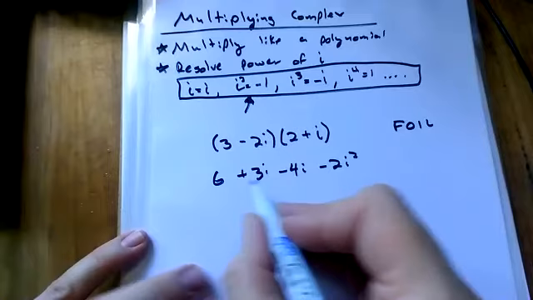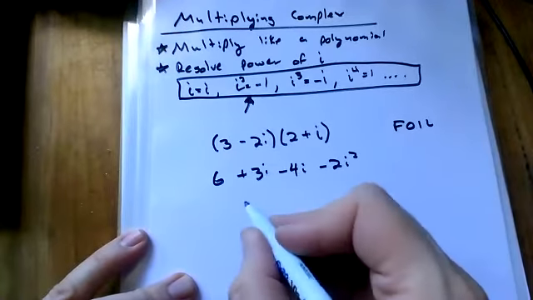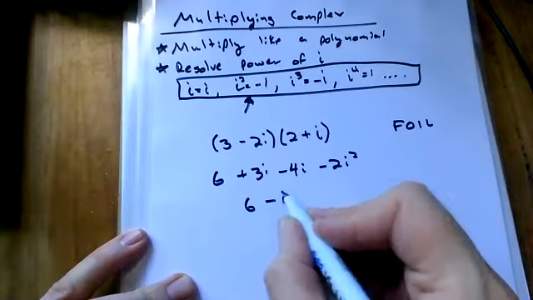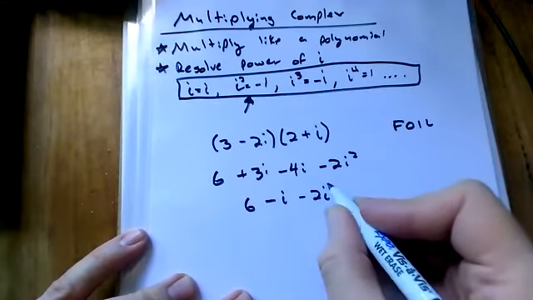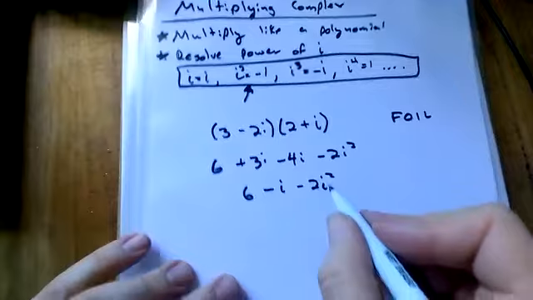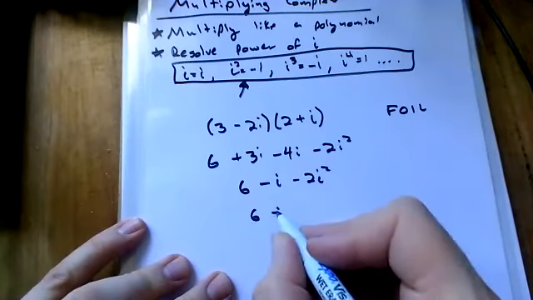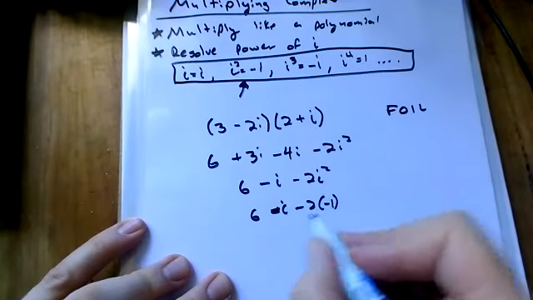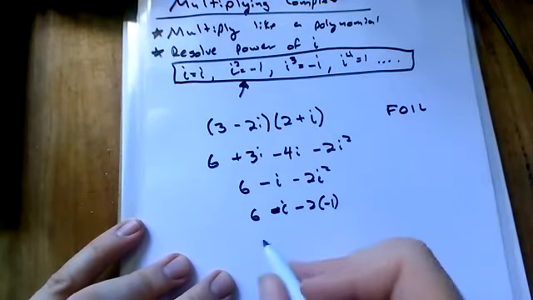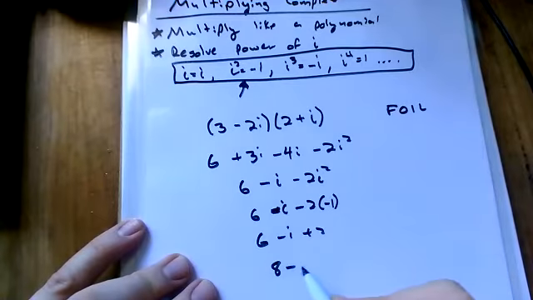So when I put my two i terms together, I've got 6 minus i. And then I'm going to resolve my power of i squared into a negative 1. So this is going to be 6 minus i, and I'll have minus 2 times a negative 1. So this is essentially going to be 6 minus i plus 2, or I'll have 8 minus i.